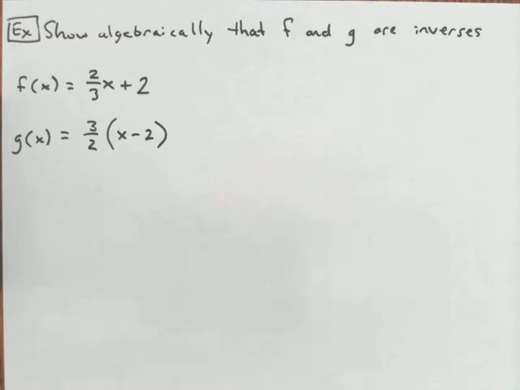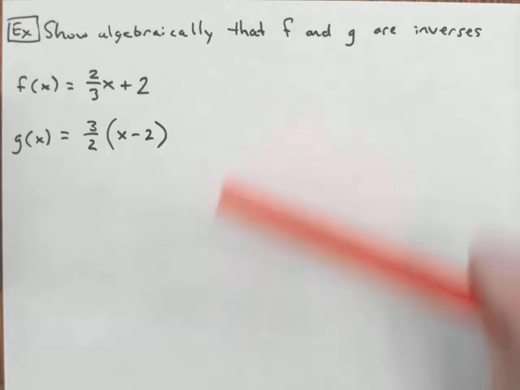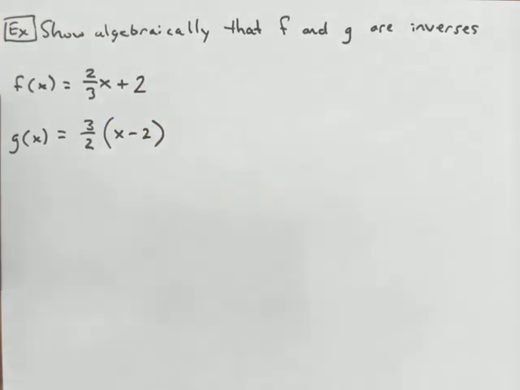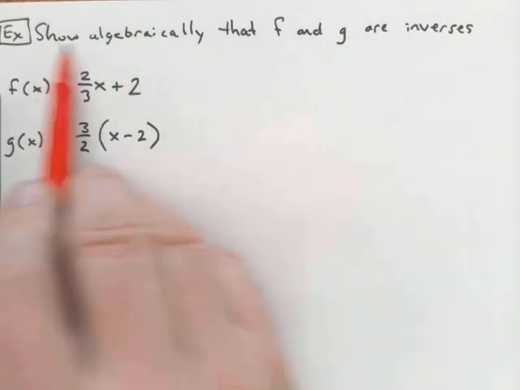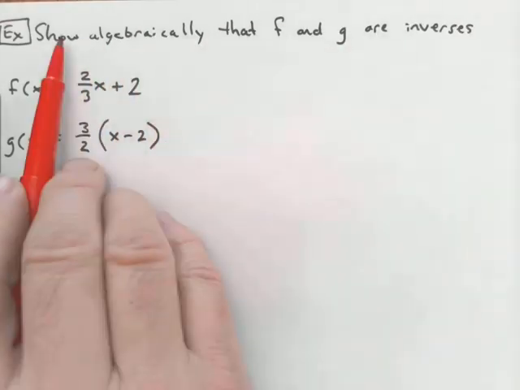For this example, we are given two functions. We have function f and function g here, and we are supposed to show algebraically that they are inverses. So in the directions, it implies that f and g are inverses of each other. It's telling us we have to show that they are. So we know that they are, we just have to show it.